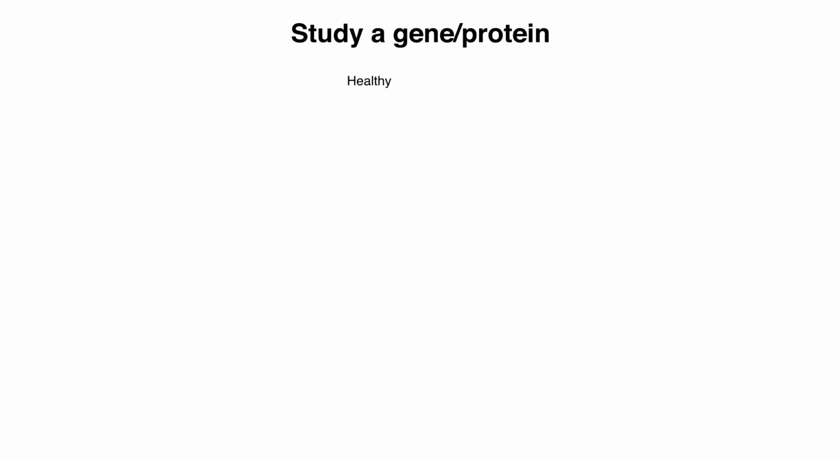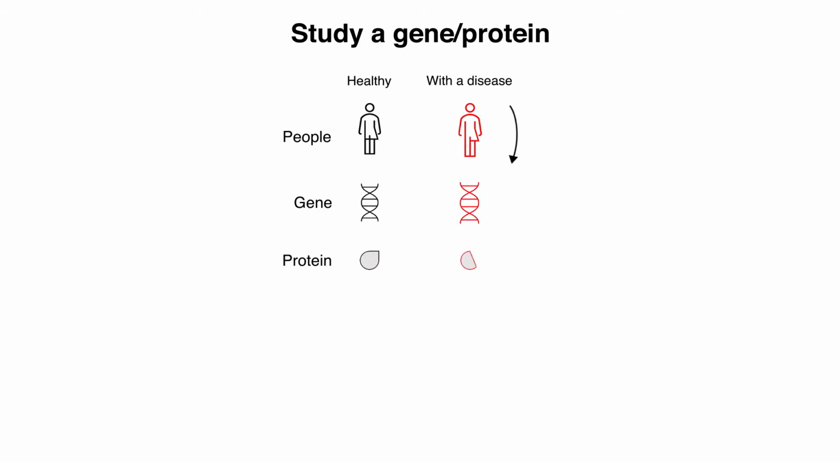There are multiple ways to try to understand the mechanism of a disease. One common approach is to focus on one gene, which is a piece of genetic information, that when altered, leads to the development of the disease.